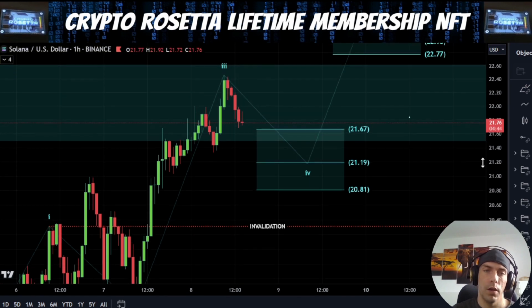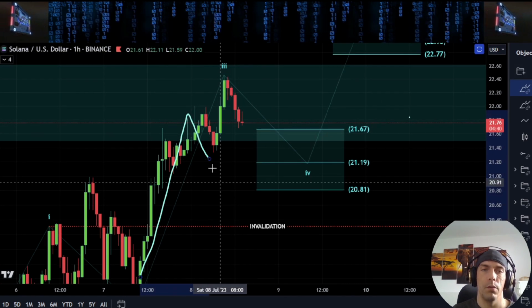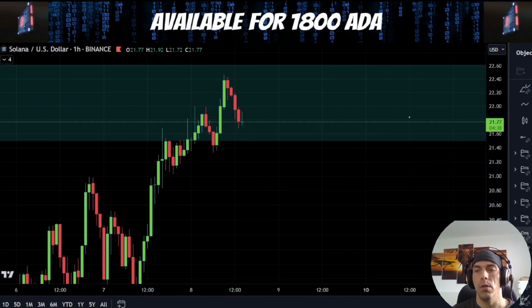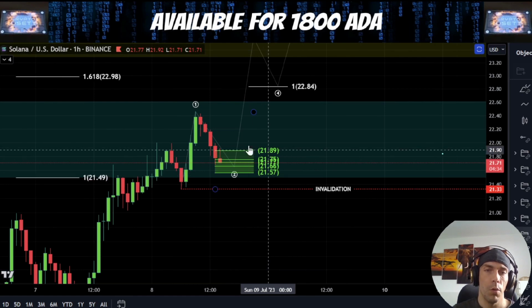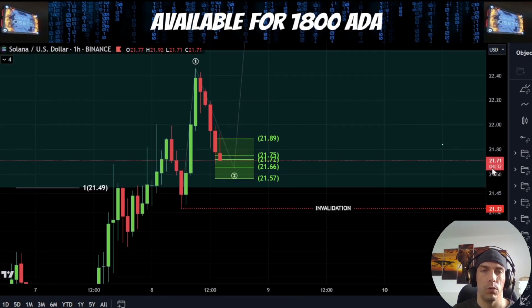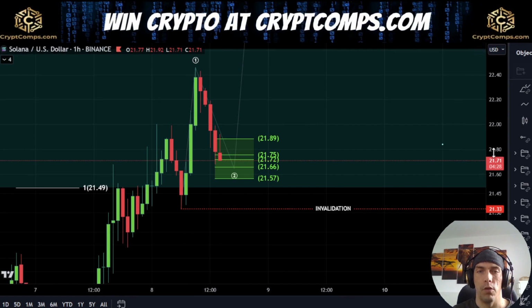Now, within this count here, we could also be arguing that potentially we could have a 1, 2 here with a very shallow wave 2. Now, this would only be valid for as long as we hold this 2132. We have come back down into this typical retracement area. Invalidation, like I said, would be coming below this 2133.